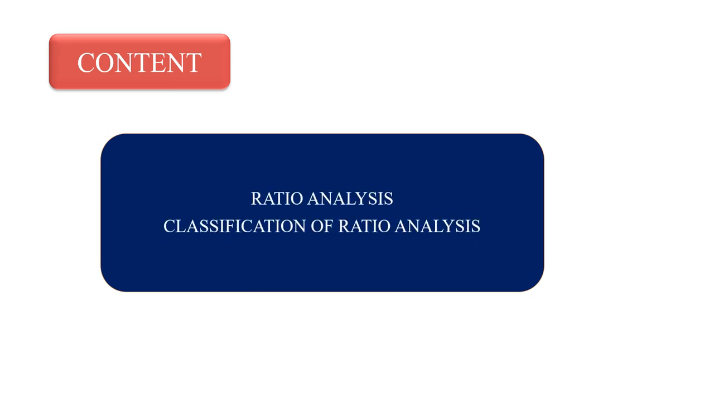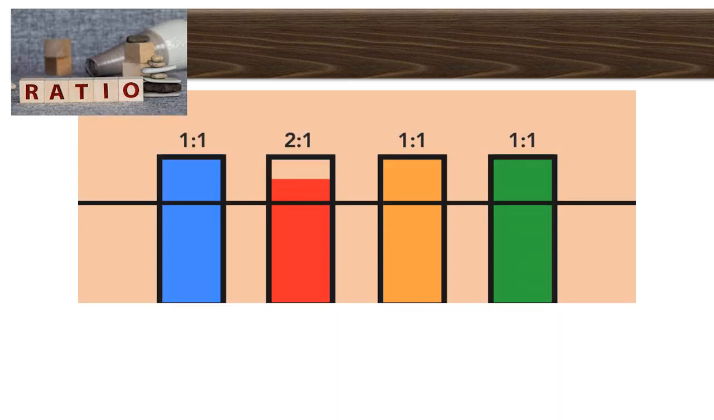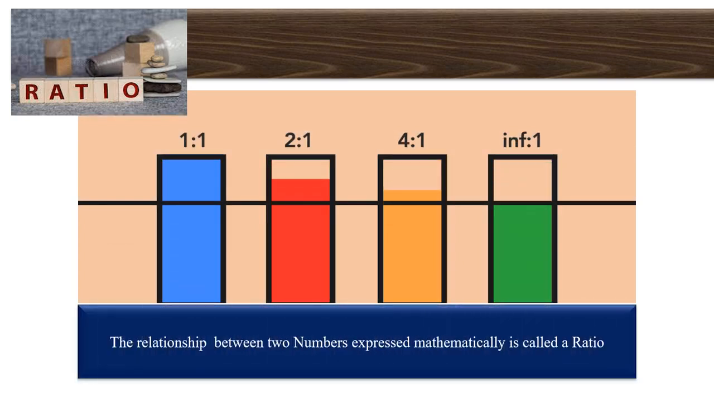In this video, we are going to learn about management accounting. From that, I am going to explain about meaning of ratio analysis and classification of ratio analysis. Ratio simply means one figure expressed in terms of another. A ratio is a mathematical relationship between two items expressed in a quantitative form.